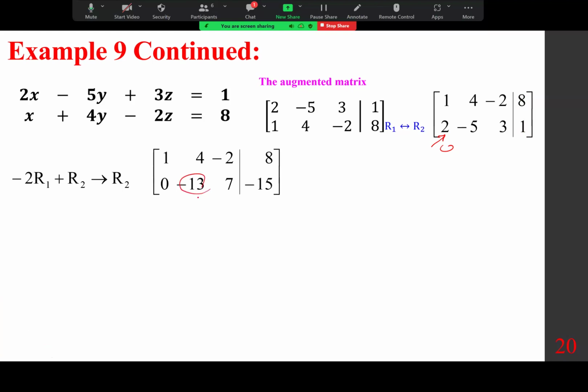The next one is to make this guy 1. So divide by negative 13. The fastest way would be to multiply by negative 1 over 13, so negative 1 over 13 times R2 is the new R2. So the first line doesn't change. The second line 0, remember, you don't want to change that, and it doesn't change anything. This becomes positive 1 because this is negative. This becomes negative 7 over 13. This becomes positive 15 over 13.